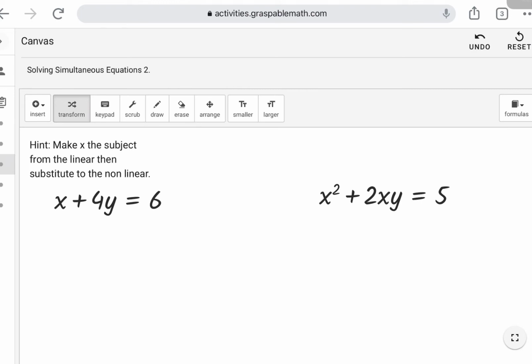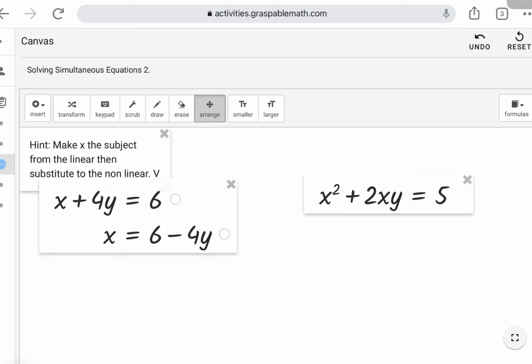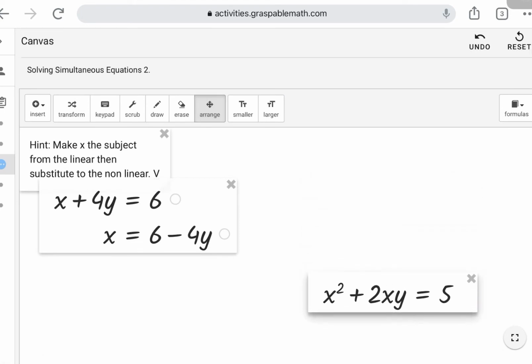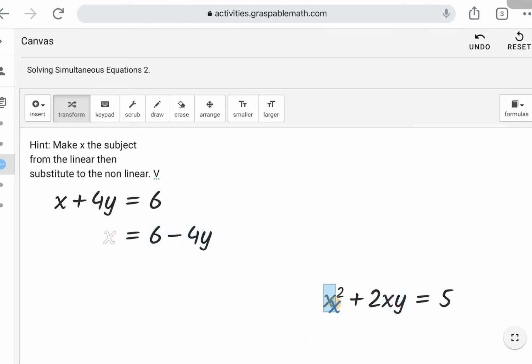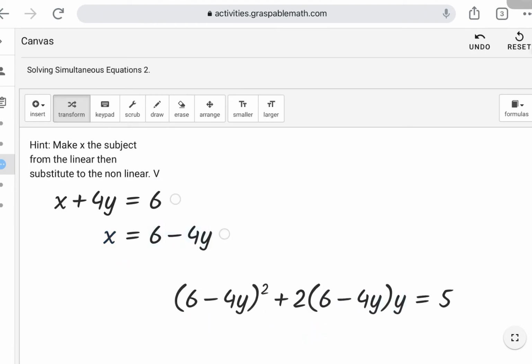From the linear one, make x the subject. Move plus 4y from left to right. And then I arrange the box a bit just to make it nicer to look at. Okay, and then I substitute x from the linear into the non-linear. You see this? When you substitute x, it will substitute both values of x into the non-linear.